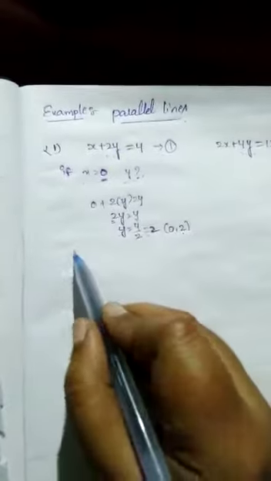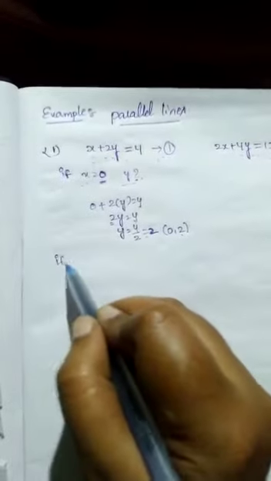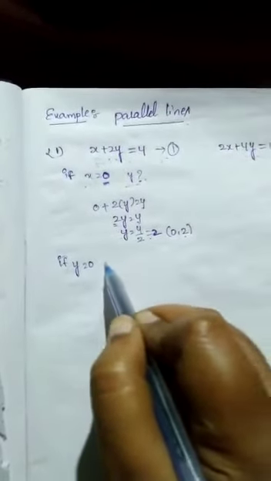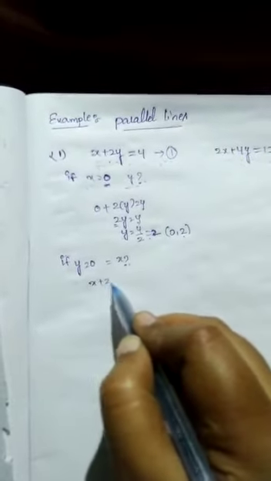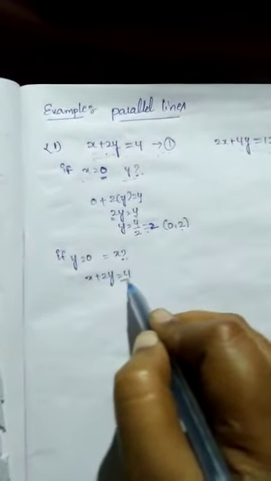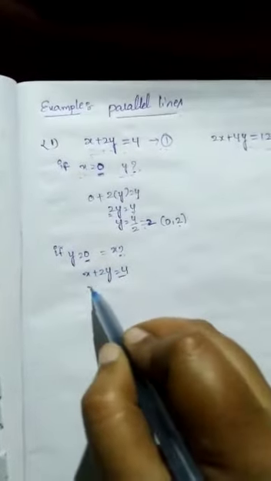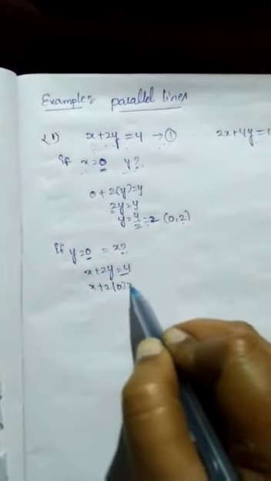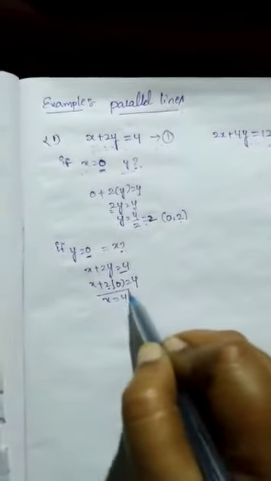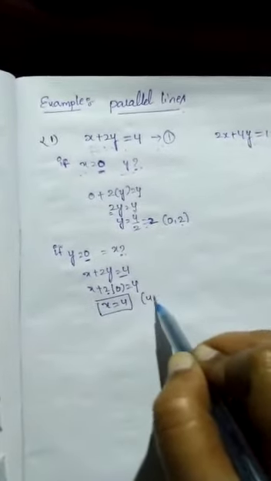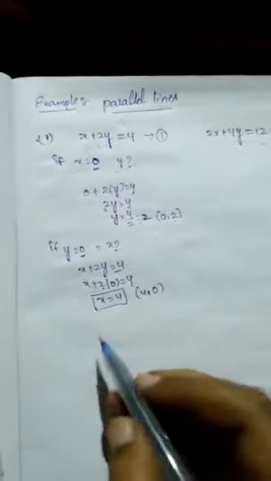Next, if y equal to 0, what is the value of x? x plus 2y equal to 4, this is our equation 1. Here y equal to 0, x plus 2 into 0 equal to 4. 0 into anything is 0, so x equal to 4. So the point is (4, 0), with y coordinate 0.